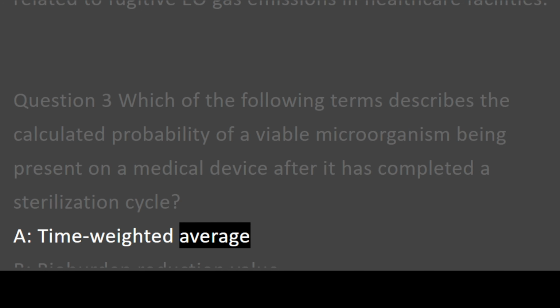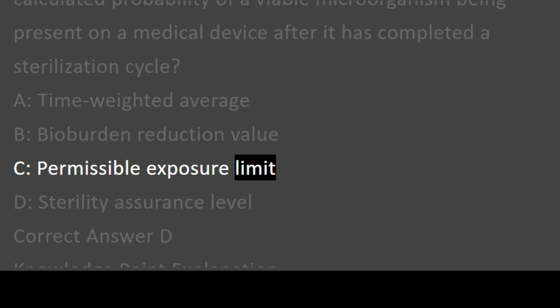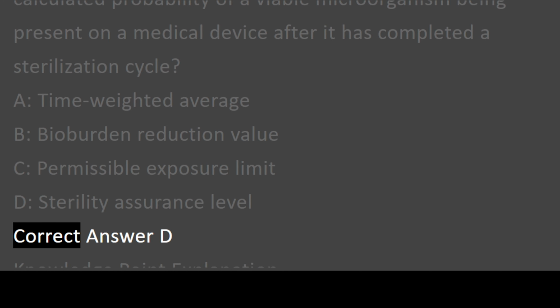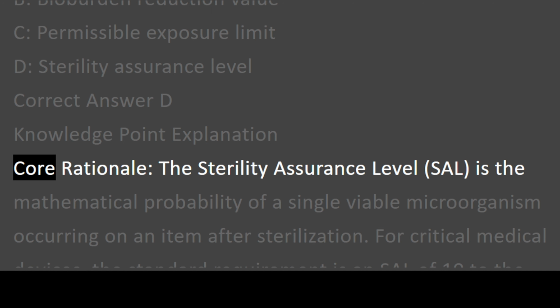A. Time-weighted average. B. Bioburden reduction value. C. Permissible exposure limit. D. Sterility assurance level. Correct answer D. Knowledge point explanation. Core rationale.